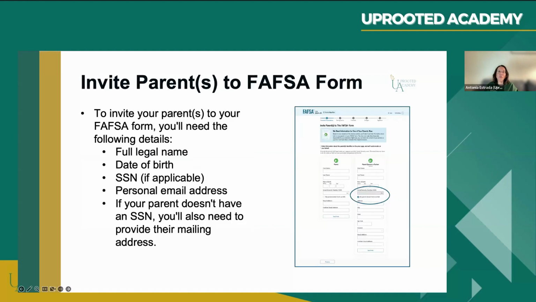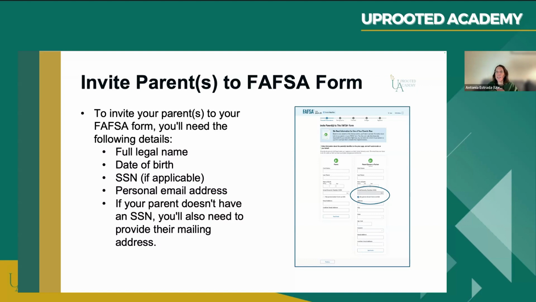Now, once you've determined which parent you need to invite on the FAFSA form, this is how you do it on this page here. So to invite your parent or parents to the FAFSA form, you'll need the following details: their full legal name, date of birth, social security number if they have one, personal email address. If your parent doesn't have a social security number, you also need to provide their mailing address. So it's critical that the student enters their parent's information exactly as it appears in the parent's FSA ID.